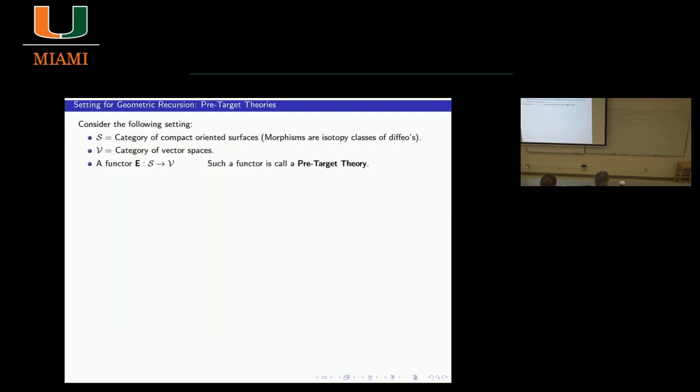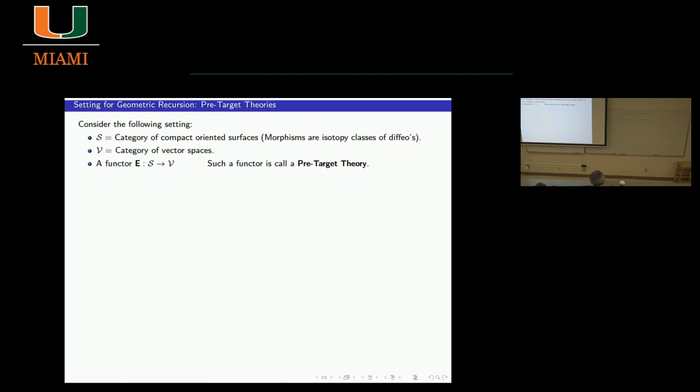So first we do a little bit of a watered down setup because it's easier to get some idea. I will take at first the category of compact oriented surfaces. They're allowed to have boundary, but it's a smooth boundary. And morphisms are isotopy classes of diffeomorphisms. So actually this category is a groupoid, all morphisms are invertible. And then I take as the target category the category of vector spaces.